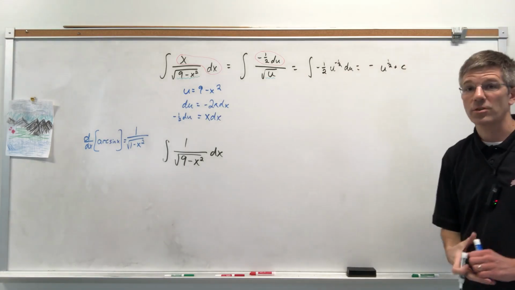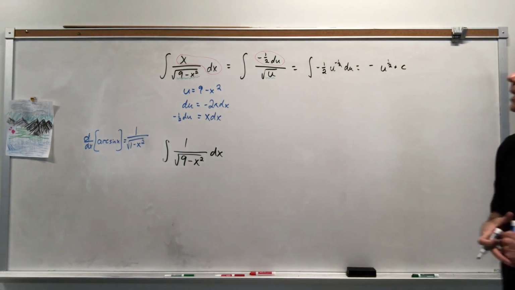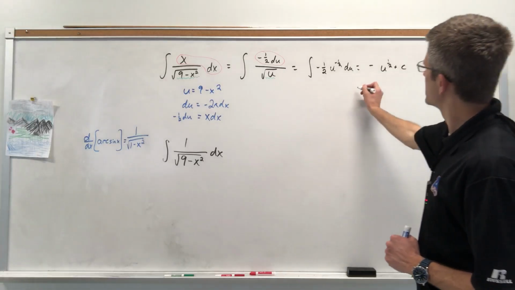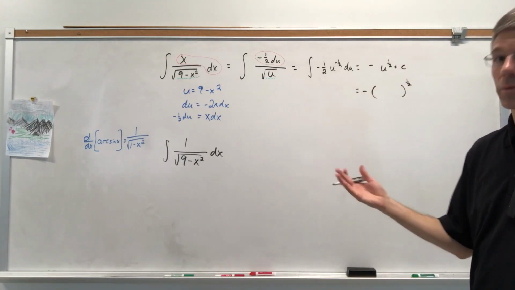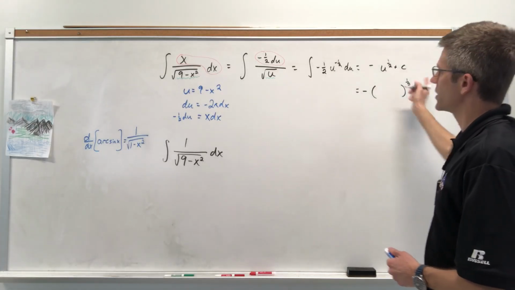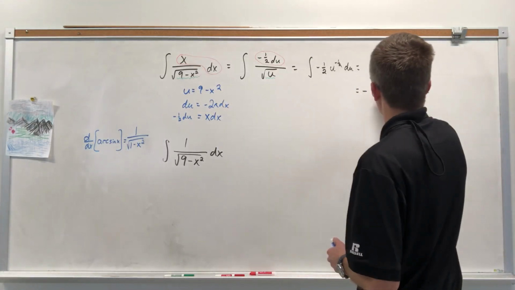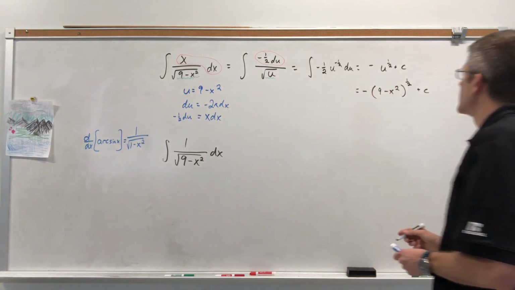So my final answer for this one, the top one, top left on your paper, is negative u to the 1/2. You can call it negative square root, I'm not, and then plus c, and u is 9 minus x squared.